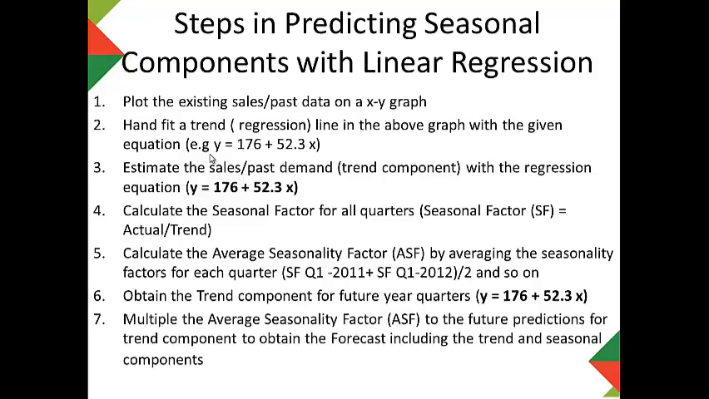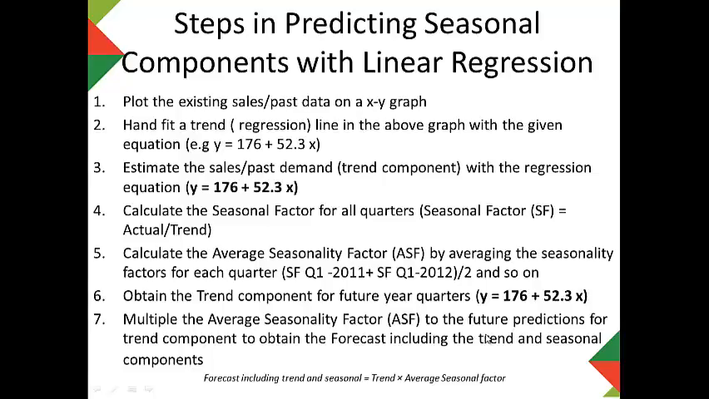If we multiply the average seasonality factor by the future prediction for trend, that will give us the complete forecast that has a trend and a seasonal component. So multiplying the average seasonal factor that we obtained from historic data by the future trend will give us the future forecast that has both trend and seasonal component.